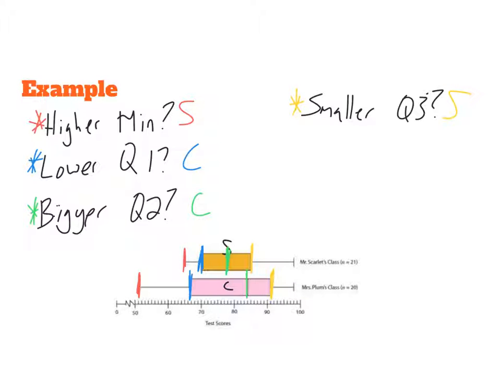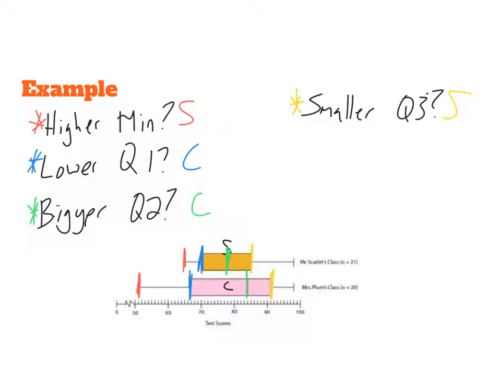So to start out with, I labeled the two box and whisker plots as S and C, because we got Scarlett's class and then the other class. Probably should have labeled it as P, but it doesn't really matter at this point. The higher min. Higher means which min is farther to the right. The mins are labeled with the red lines. Farther to right one is in S, or Miss Scarlett's class.